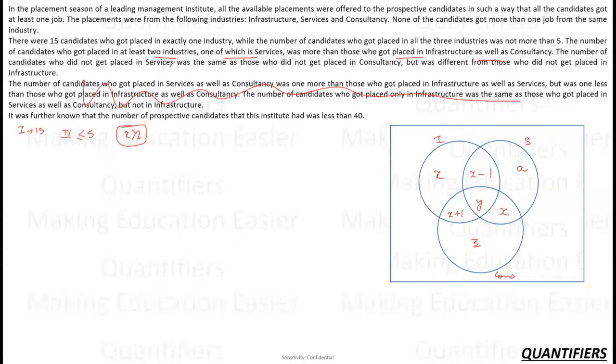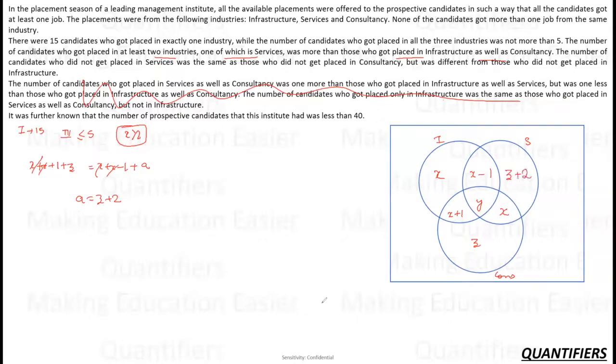The number of candidates who did not get placed in services, वो लोग जो सर्विसेज में प्लेस नहीं हुए, यानी x plus 1 plus z. The number of candidates in services was same as those who did not get placed in consultancy. वो लोग उनके बराबर है जो कंसल्टेंसी में प्लेस नहीं हुए, यानी इज इक्वल टू x प्लस x माइनस वन प्लस a. तो यहाँ से x, x, x, x और a इज इक्वल टू z प्लस टू. ये आ गया अपने पास a इज इक्वल टू z प्लस टू. तो ये रिलेशन भी आ गया अपने पास a इज इक्वल टू z प्लस टू.